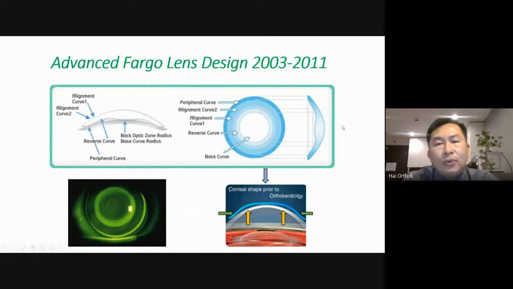The Fargo lens was upgraded in 2003 to 2011. We added another alignment curve, the second alignment curve. The second alignment curve, right here next to the reverse zone, helps to push back the cells and the liquid into the central cornea. To do so, we have the central cornea be thicker, and we mold the central cornea. We should be able to keep the central cornea flat but still thick, and it's safe for correction of high myopia.